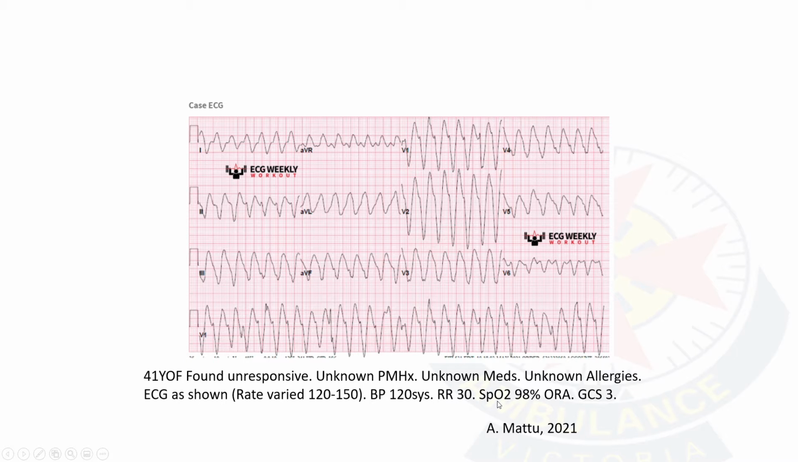It's midday on a beautiful spring day. You've had your coffee and then you're called Code 1 to the main street of the town for a 41-year-old female found unresponsive. There's no identification information on her person. No one on scene knows her. She's breathing, she has a pulse, and this is your ECG.